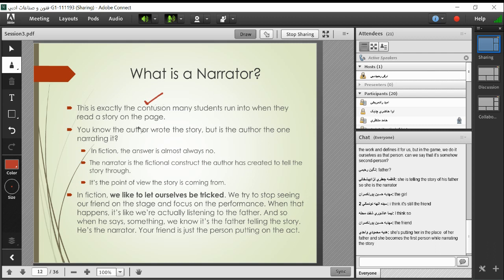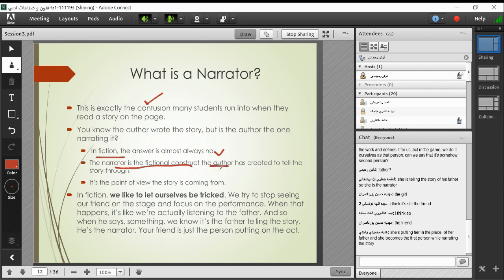So, is the author of the story also the one narrating it? In fiction, the answer is almost always no. The writer, the author is a completely separate entity, and then the narrator is someone else. The narrator is usually a fictional construct of the author.